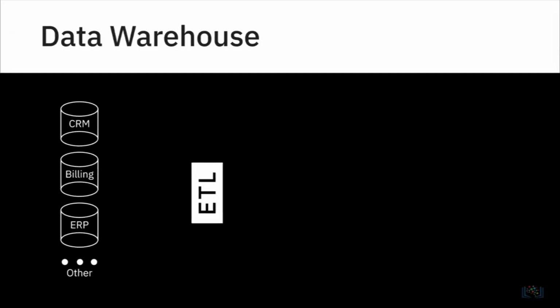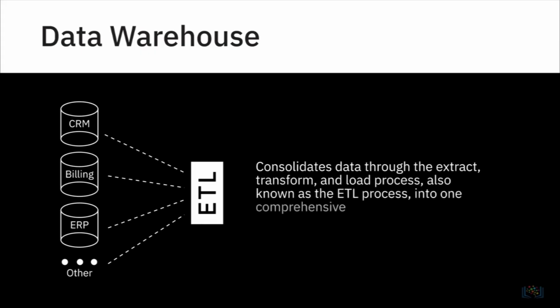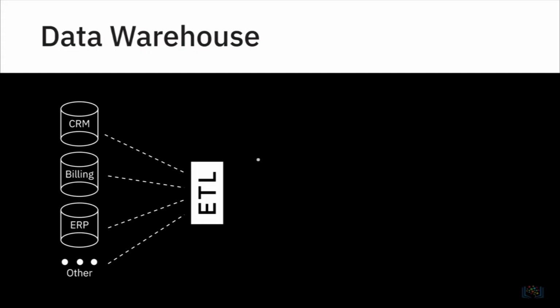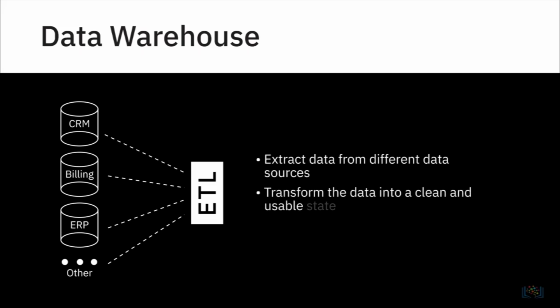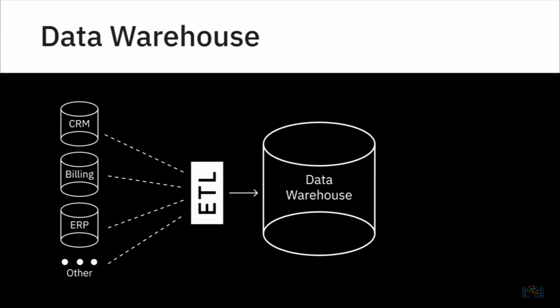A data warehouse works as a central repository that merges information coming from disparate sources and consolidates it through the extract, transform, and load process, also known as the ETL process, into one comprehensive database for analytics and business intelligence. At a very high level, the ETL process helps you to extract data from the different data sources, transform the data into a clean and usable state, and load the data into the enterprise's data repository. Related to data warehouses are the concepts of data marts and data lakes, which we will cover later.